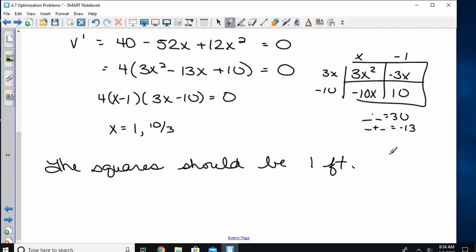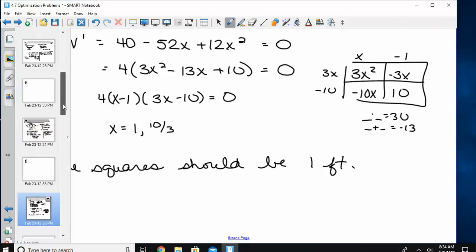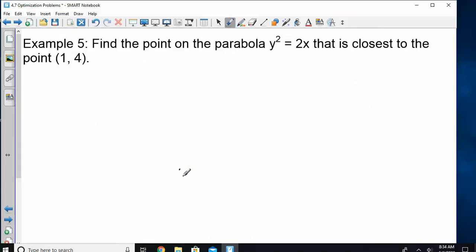I am going to jump and do the very last example, and that'll be my last one today. So I want to go down to example 5. Okay, find the point on the parabola y squared equals 2x that is closest to the point 1, 4. I'm asking you to find a point, an ordered pair. An x and a y.